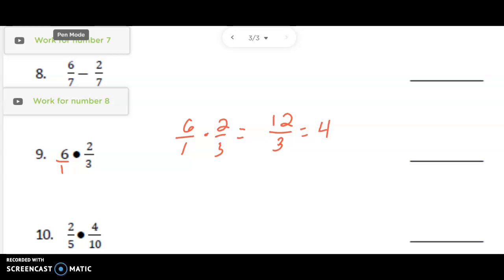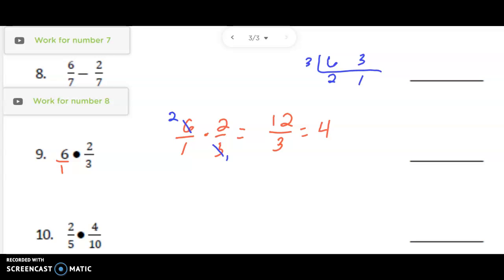Or I could have cross simplified, where I said 6 and 3 in a sled. If I put 6 and 3 both in a sled, I can pull out a factor of 3. 6 divided by 3 is 2, so the 6 becomes a 2. 3 divided by 3 is 1, so the 3 becomes a 1.